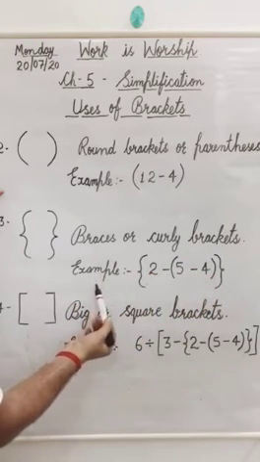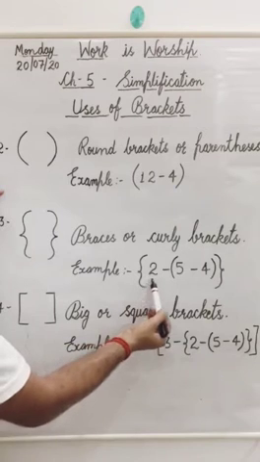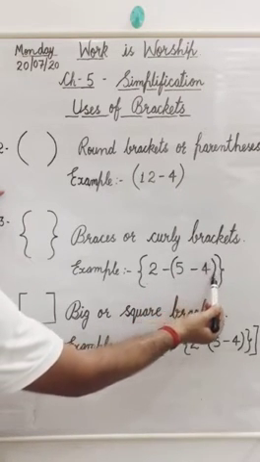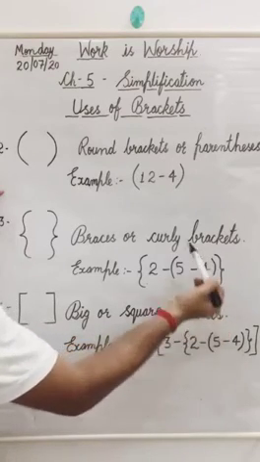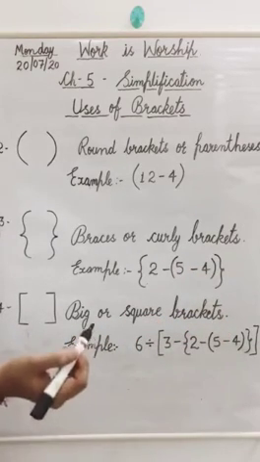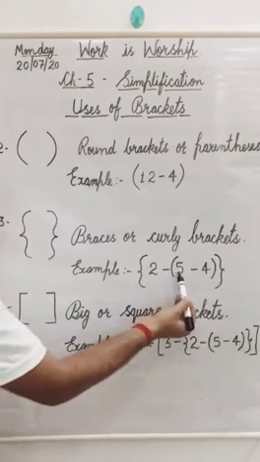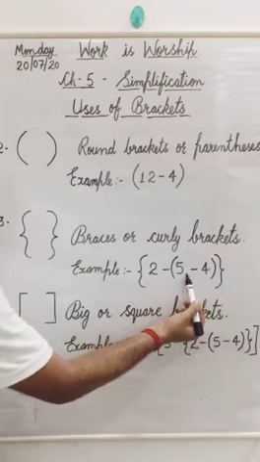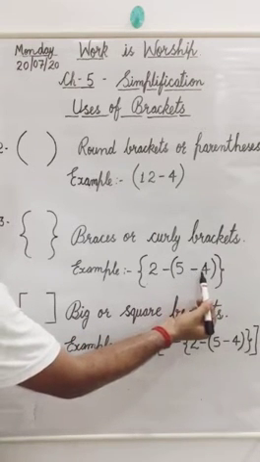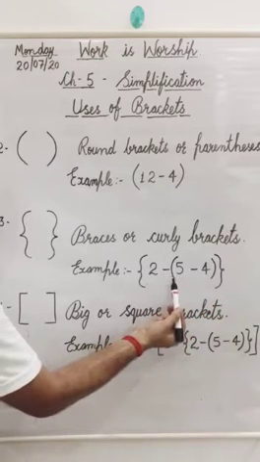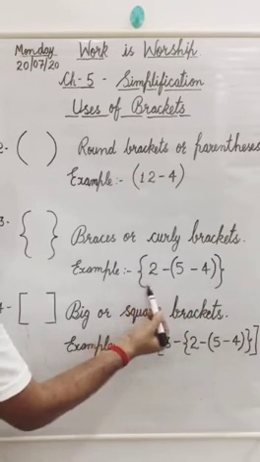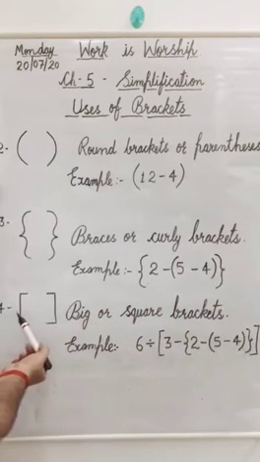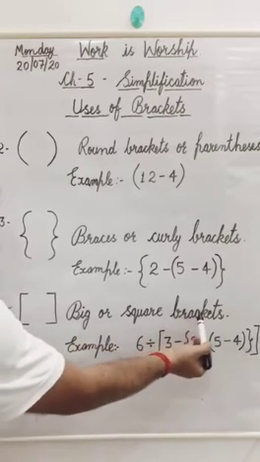Okay, for example, here is curly bracket 2 minus round bracket 5 minus 4 round bracket close and then curly bracket close. So in a simplification problem, first of all we have to solve the operation inside the round bracket, and after finding the difference of 5 and 4 we have to subtract the difference from 2, which is inside the curly bracket. Okay, now come to the next bracket, which is the big bracket or square bracket.